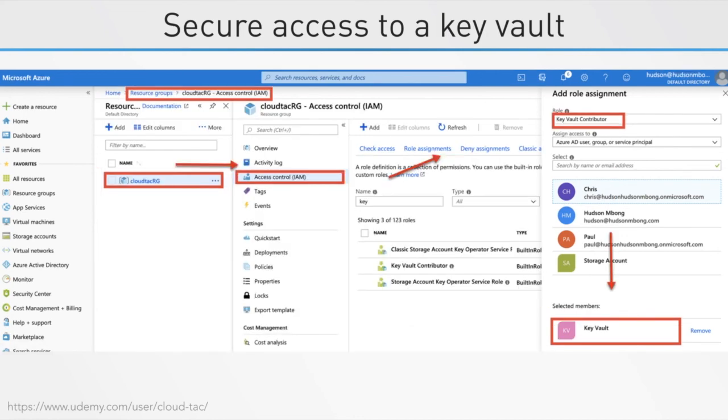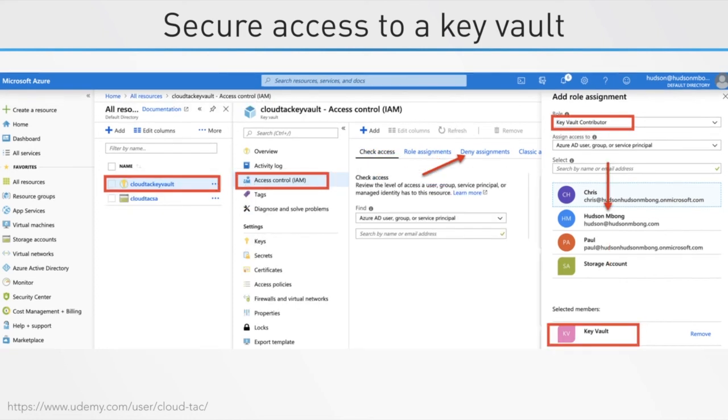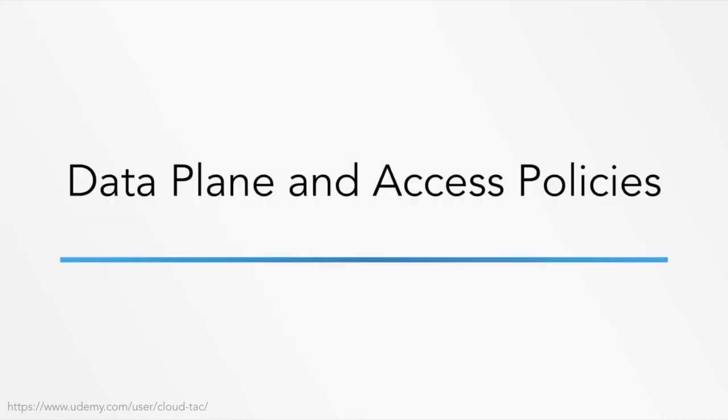A role-based access control role assigned at the resource group level applies to all resources in that resource group. A role-based access control role assigned for a specific resource applies to that resource. In this case, the resource is a specific key vault. Let's take a quick hands-on look into how to grant data plane access to our key vault resource.